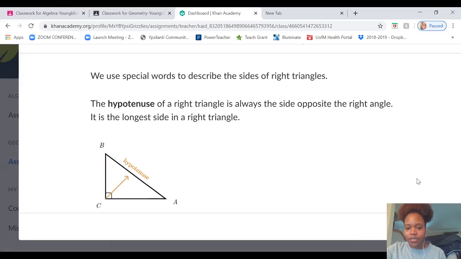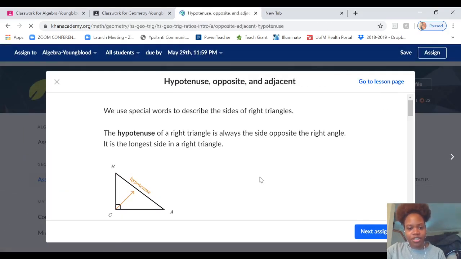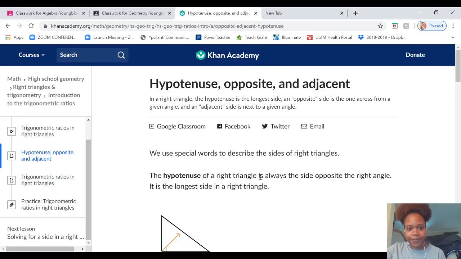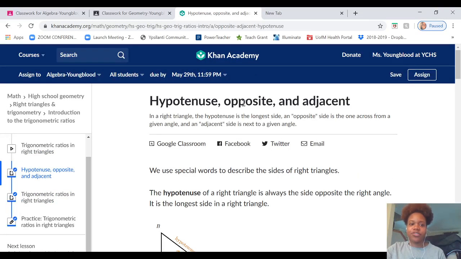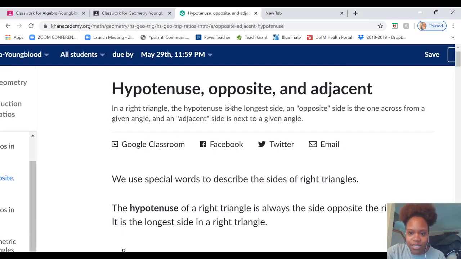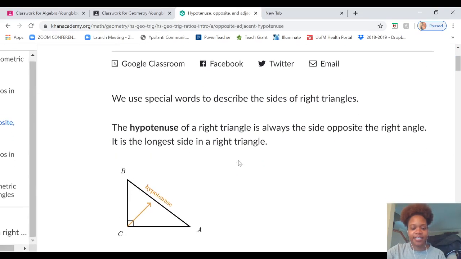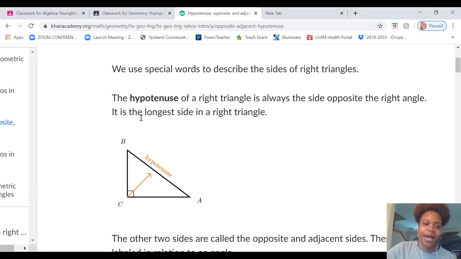Okay, so if we look at this article, go to the lesson page, it is introducing us to the idea of the hypotenuse, opposite, and adjacent side lengths. So we are already familiar with what the hypotenuse is. That is the longest side of the right triangle. It is also the side that is across from the right angle. So the side across from the right angle is called the hypotenuse. These other 2 sides of the right triangle are called the legs, and we can give those legs specific names depending on which angle we are focused on or referencing.